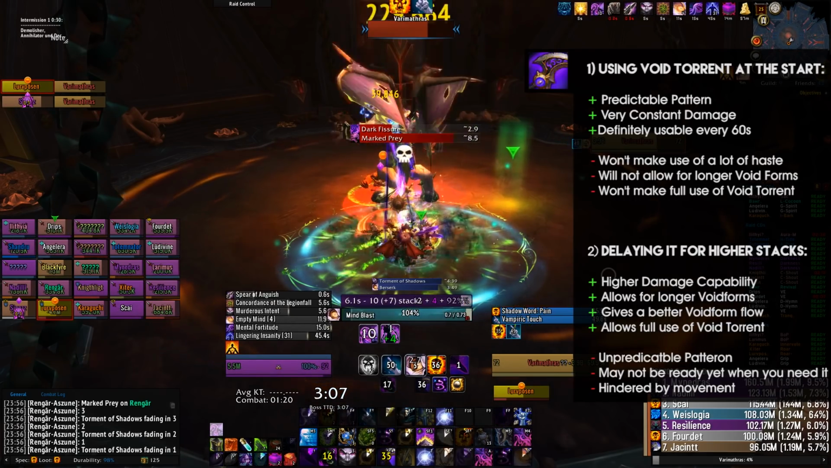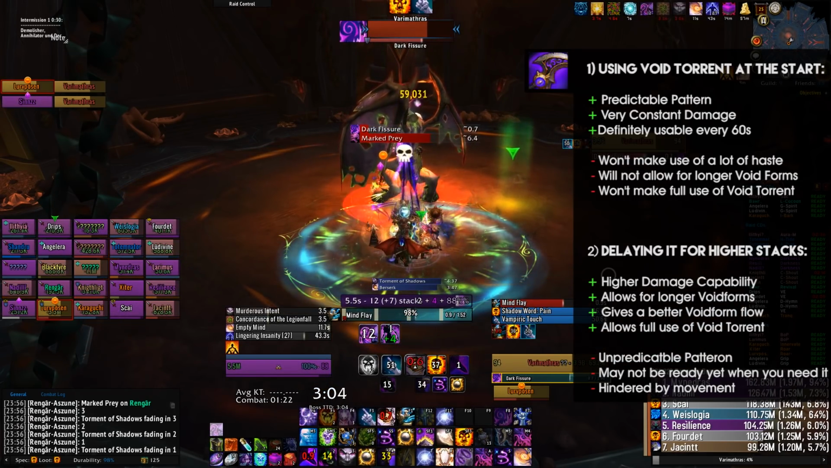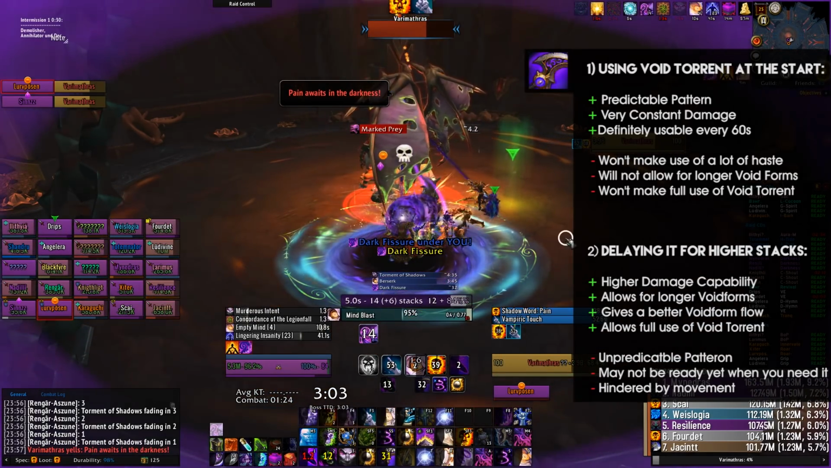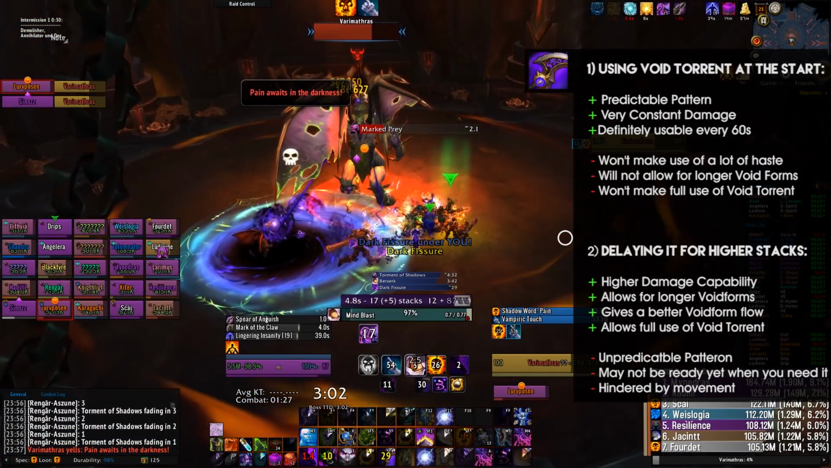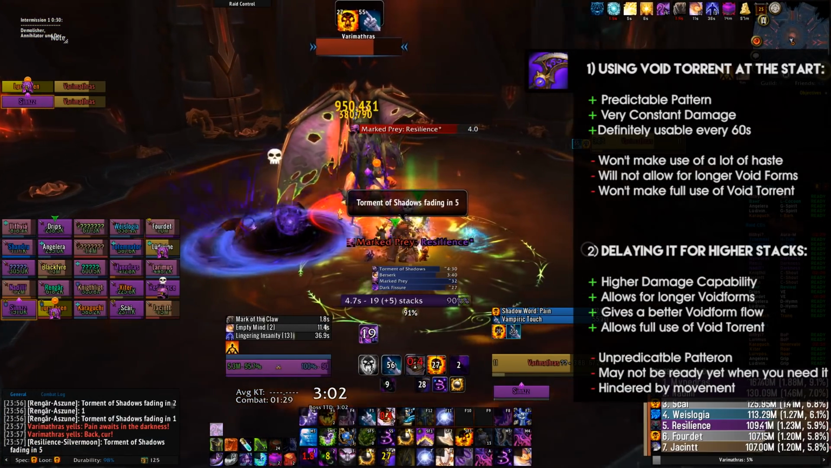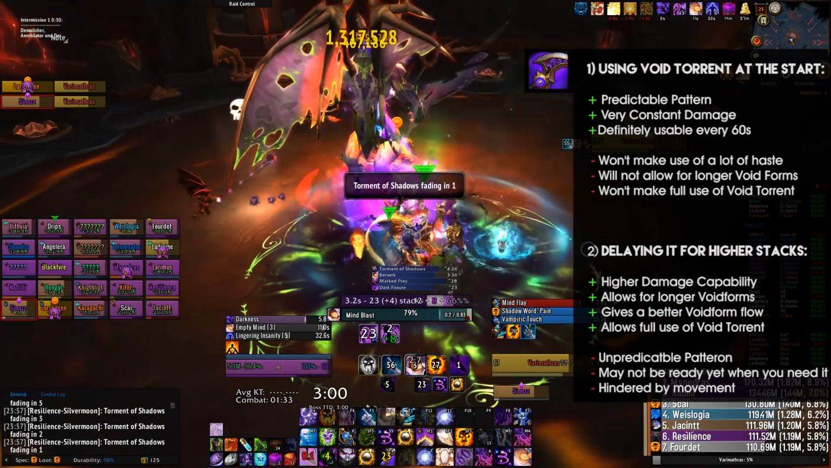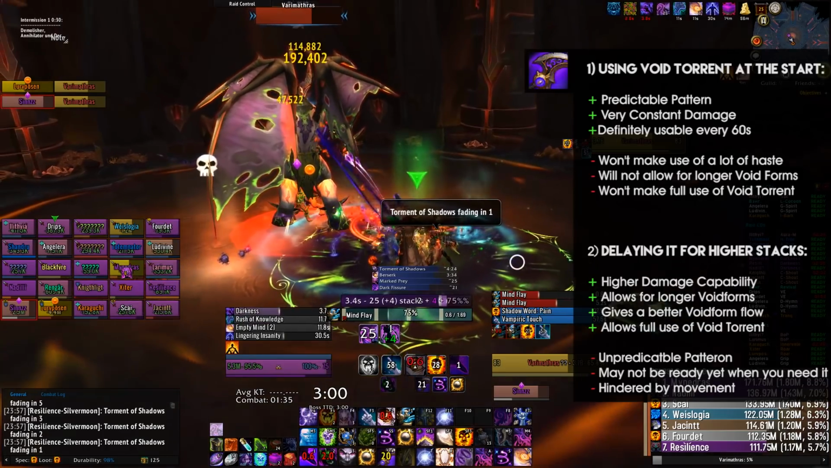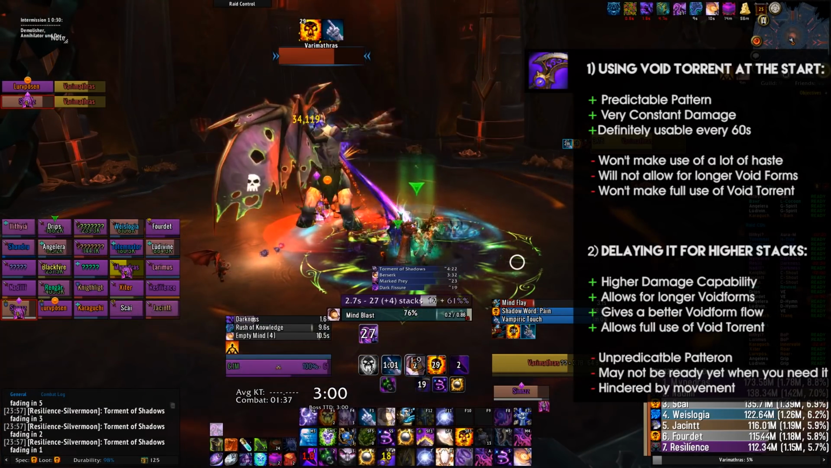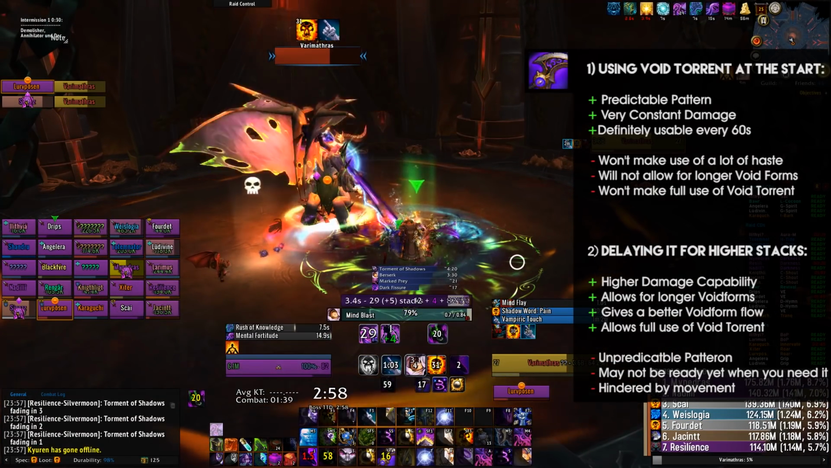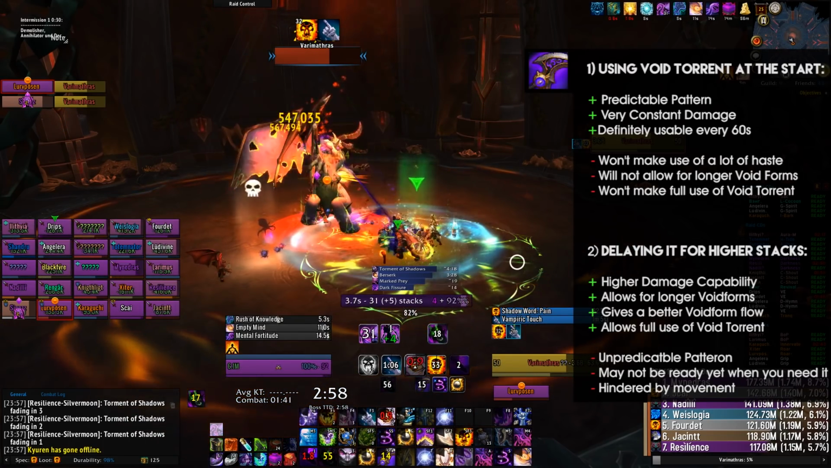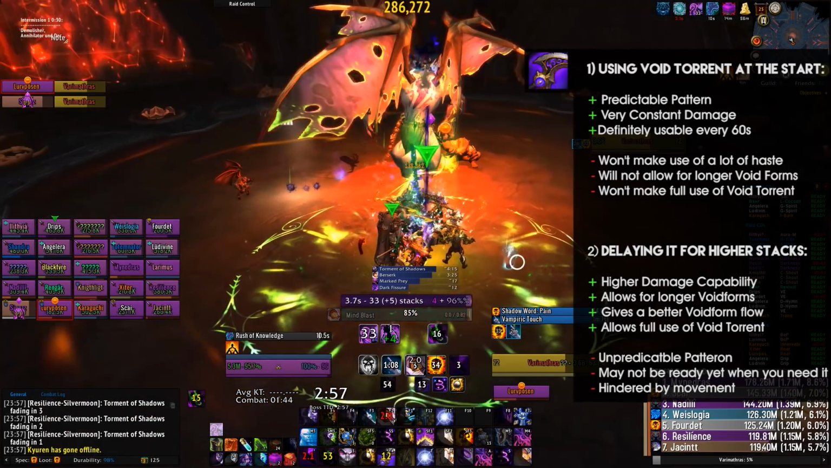The negative aspect of this, however, is that this will only ever make use of Void Form's damage dynamic and not of its capability to keep you in a long void form. Having a Void Torrent for the first 4 seconds of your void form is quite literally redundant because your insanity drain at this point is way lower than your insanity gain, rendering your Void Torrent's capability to keep you in a long void form useless for the next 60 seconds.